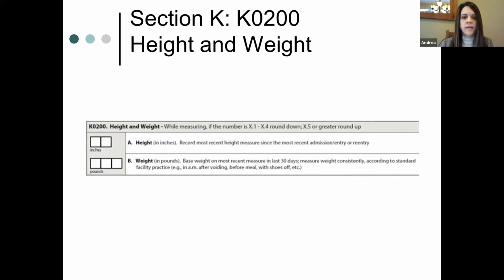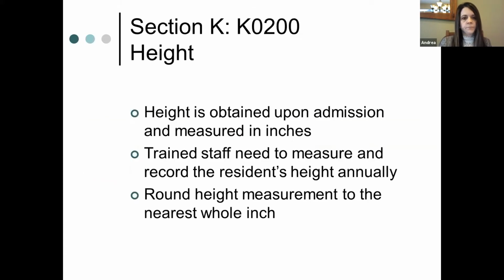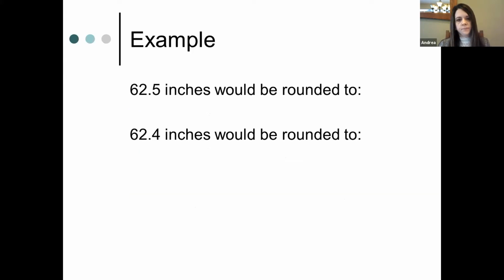The next section is on height and weight. Height is obtained upon admission and measured in inches. Trained staff need to measure and record the resident's height annually. And you round the height measurement to the nearest whole inch. So if you had a resident that was 62.5 inches, you would round that to 63 inches. If you have a resident that is 62.4 inches, then you would round that to 62 inches.